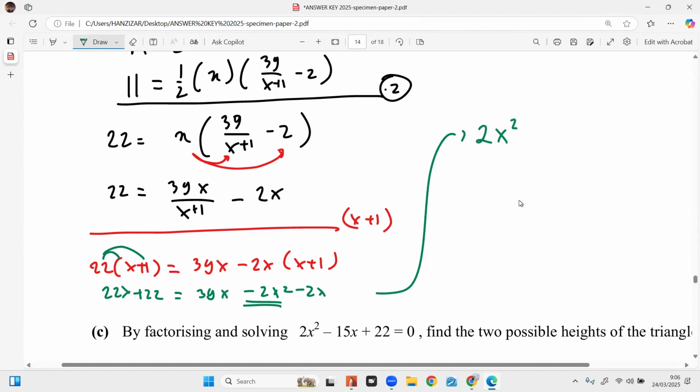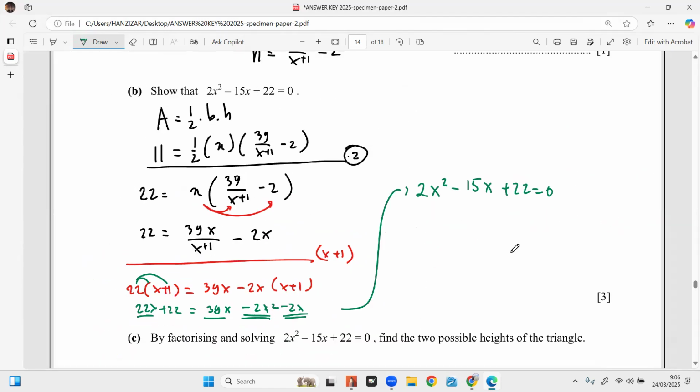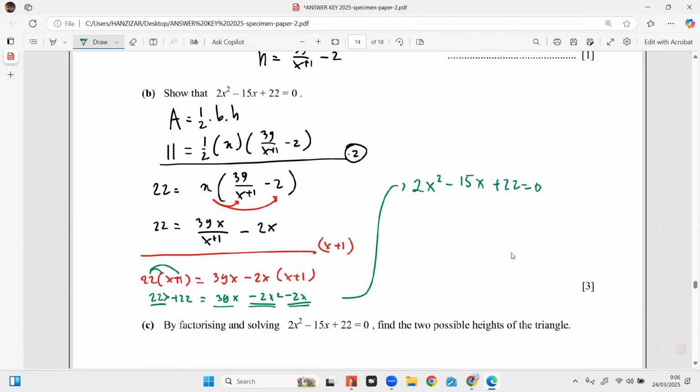Then you put everything to the left side, negative 2x squared, I put it here. And then 22x minus 39x become negative 17x, plus 2x, 15x then. Oh, okay. Plus 22 equals to 0. Proven. See? QED.